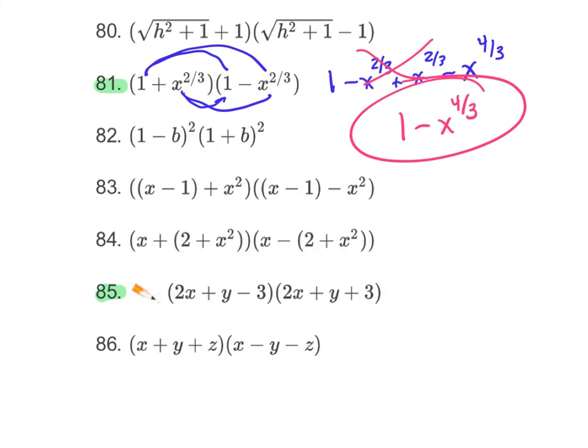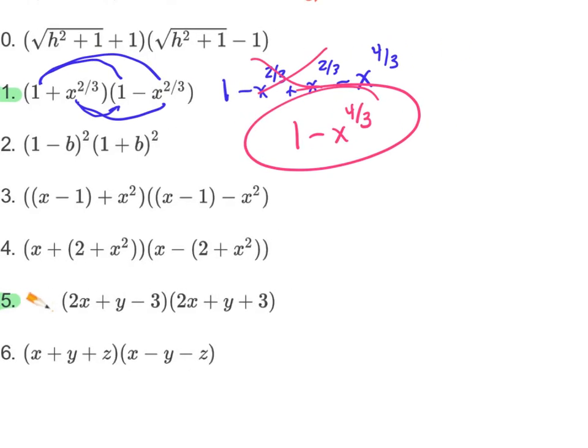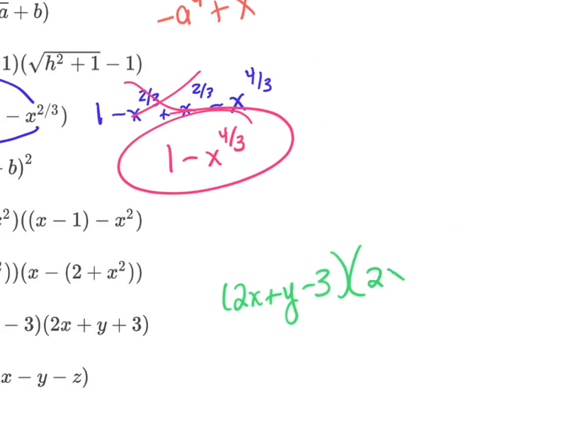Is this the last one? Oh my gosh, it is. All right, we're gonna do this last one and then we are finito. Any questions you have, I will answer. So, 85, it's 2x plus y minus 3, 2x plus y plus 3. Guys, real easy to get confused, mix up signs, all that stuff. So keep organized as much as you can. Take this first term and go into everything in the second term.